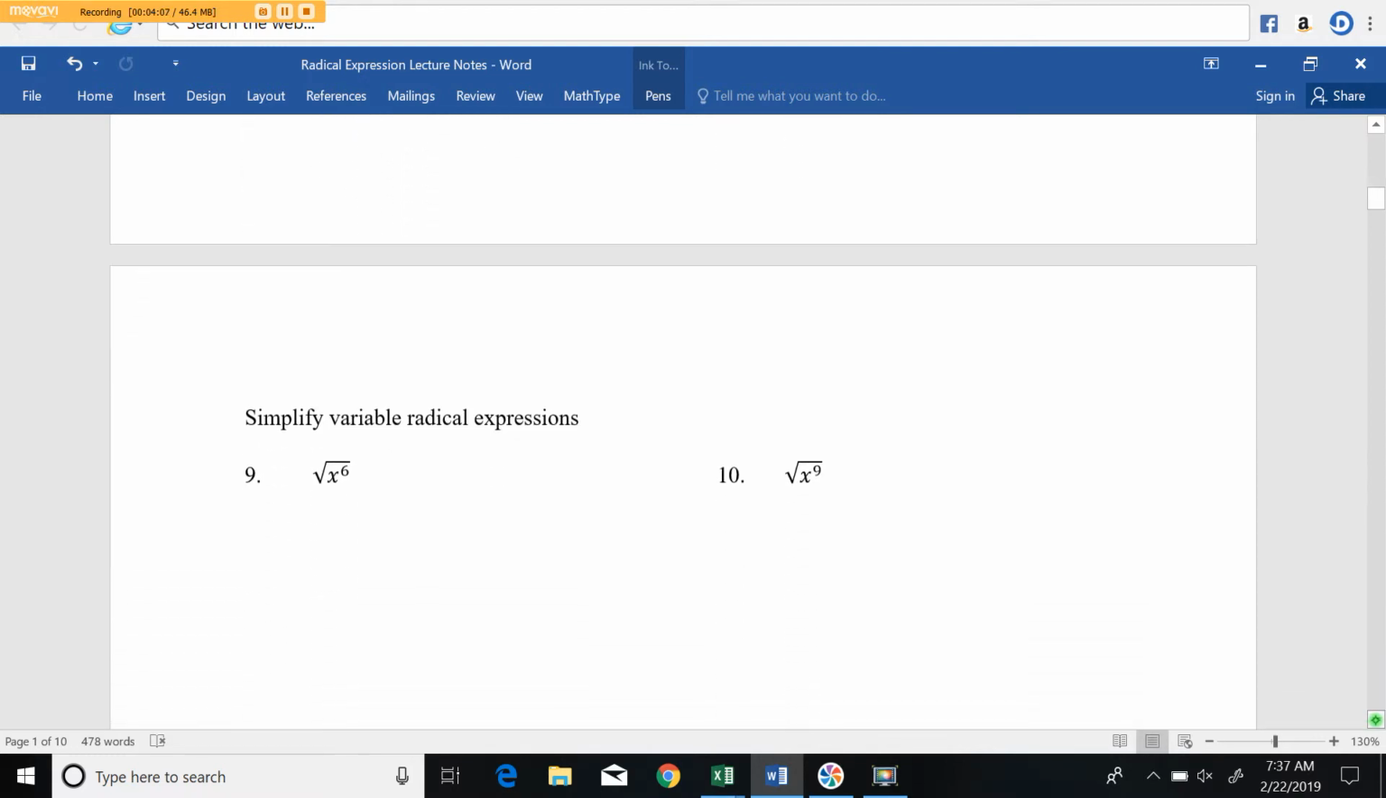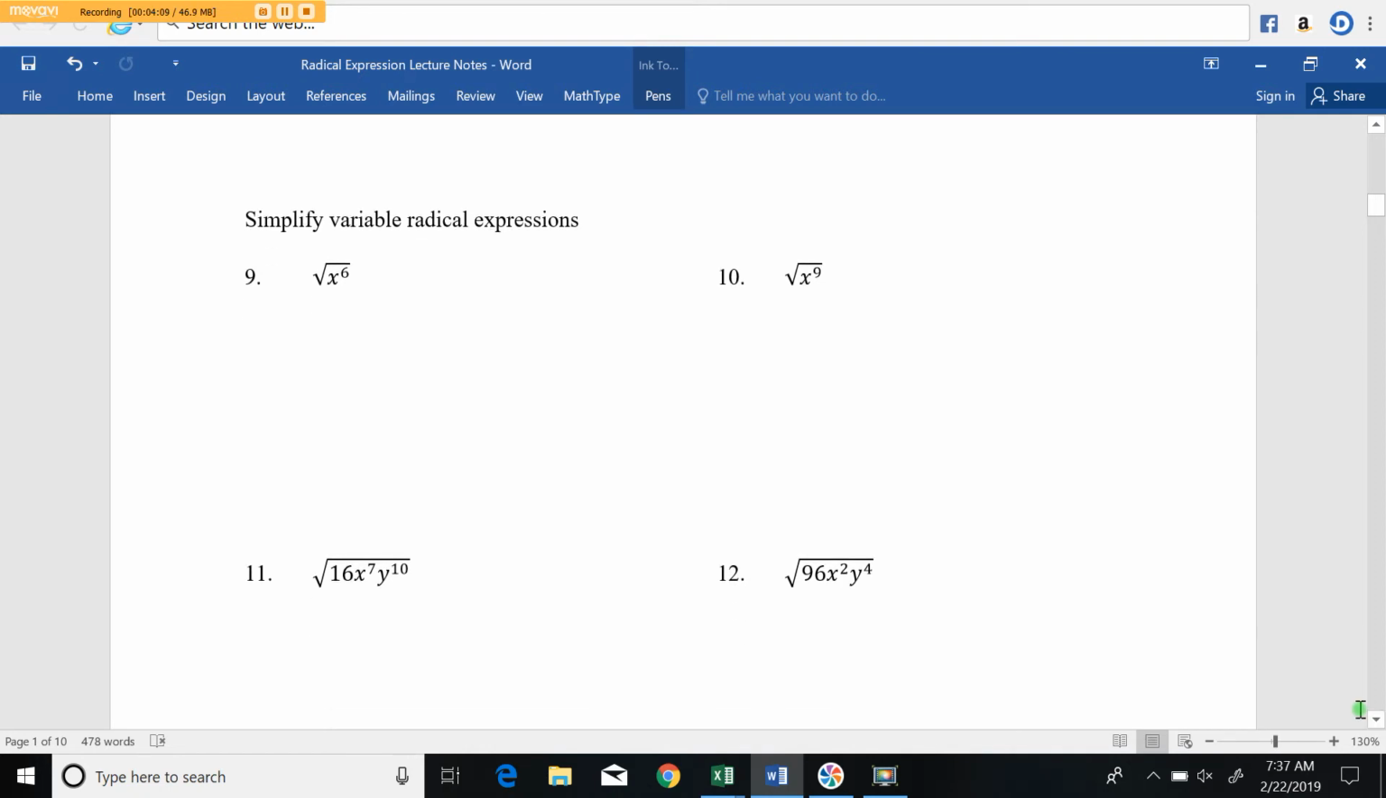Moving on. Simplify variable radical expressions. So, all right, this square root of x to the 6th. There's lots of ways we can write it. This x to the 6th can be broken down several different ways. I like to, when I first talk about this stuff, break them down like this. This can be written x squared times x squared times x squared. Notice that x squared, squared, and squared, that's x to the 6th.